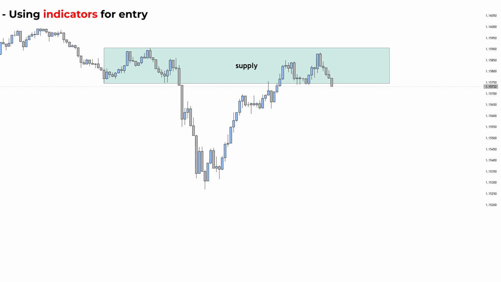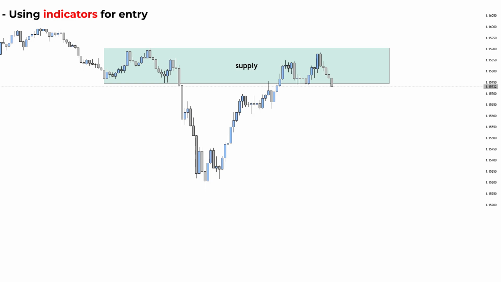Large institutions rarely unload their full positions in one go. Instead, they distribute orders in portions, often placing limit orders at the same price level to sell more if price revisits the zone. This price area represents a level that institutions find favorable for offloading their positions. So, what typically happens when price returns to this zone? It often meets strong resistance and starts to drop.